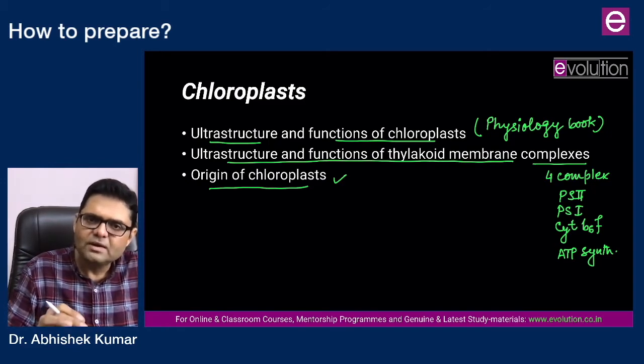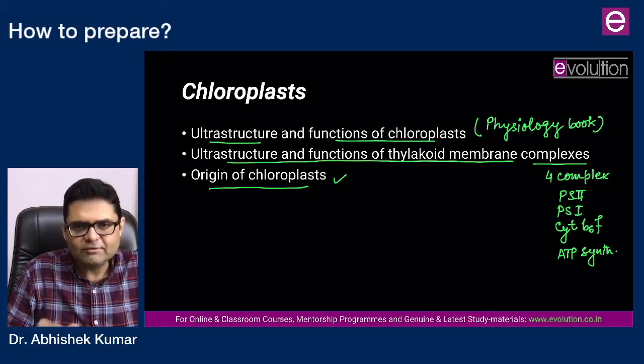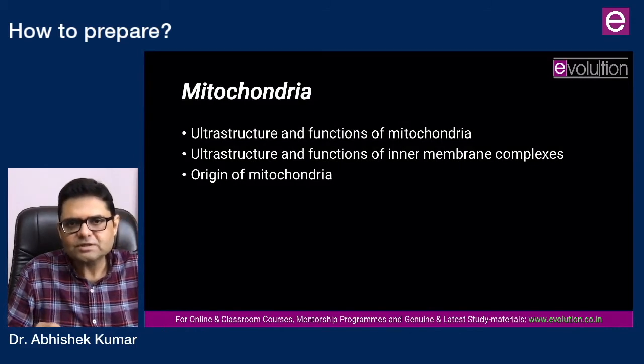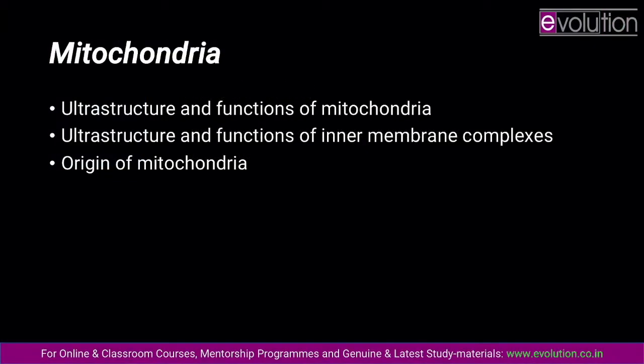Exactly the same subheadings you have to apply for mitochondria. If you see ultrastructure and functions, then the inner membrane of mitochondria ultrastructure plus the 5 complexes of the inner membrane. What are the 5 complexes of the inner membrane? They are known as complex 1, complex 2, complex 3, complex 4, and mitochondrial ATP synthase complex.